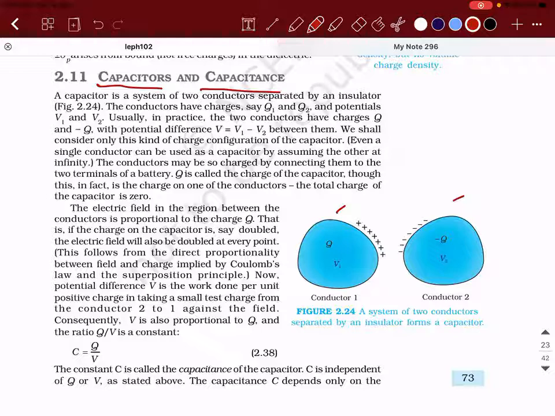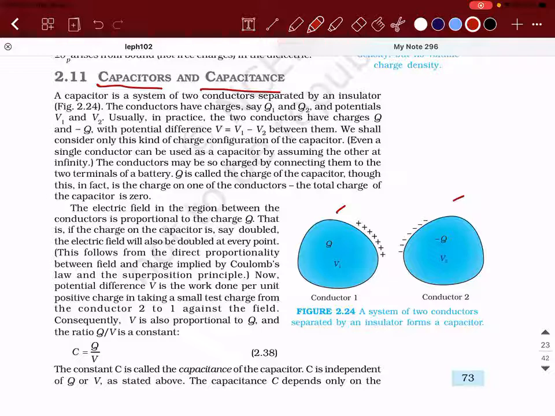So it is given here, under 2.24, a system of two conductors separated by an insulator forms a capacitor. A system of two conductors separated by an insulator is called a capacitor.